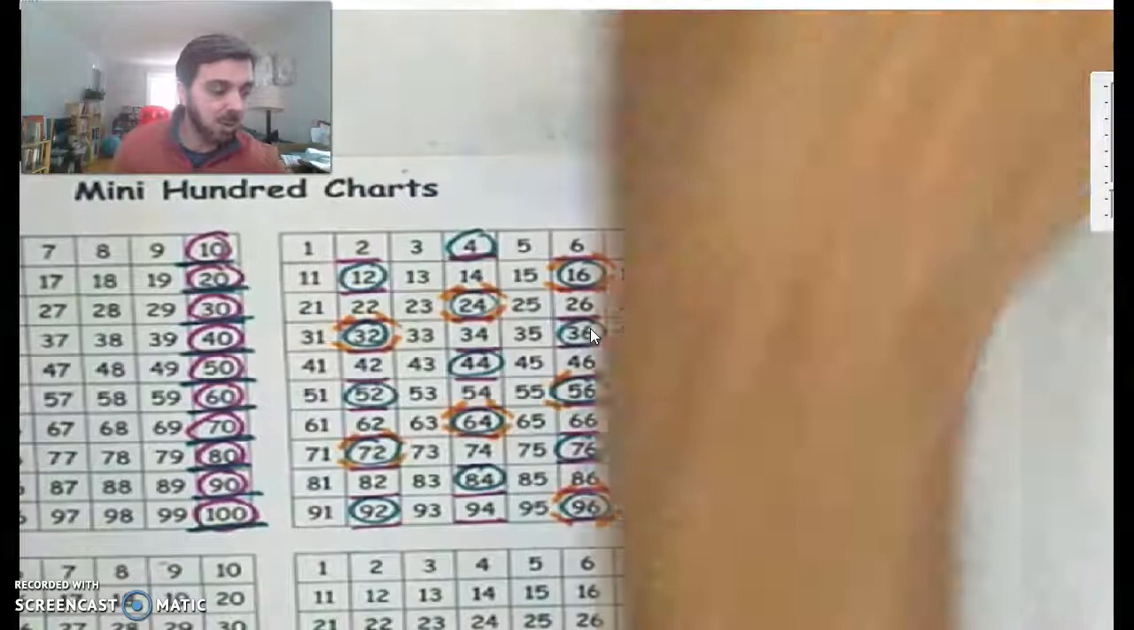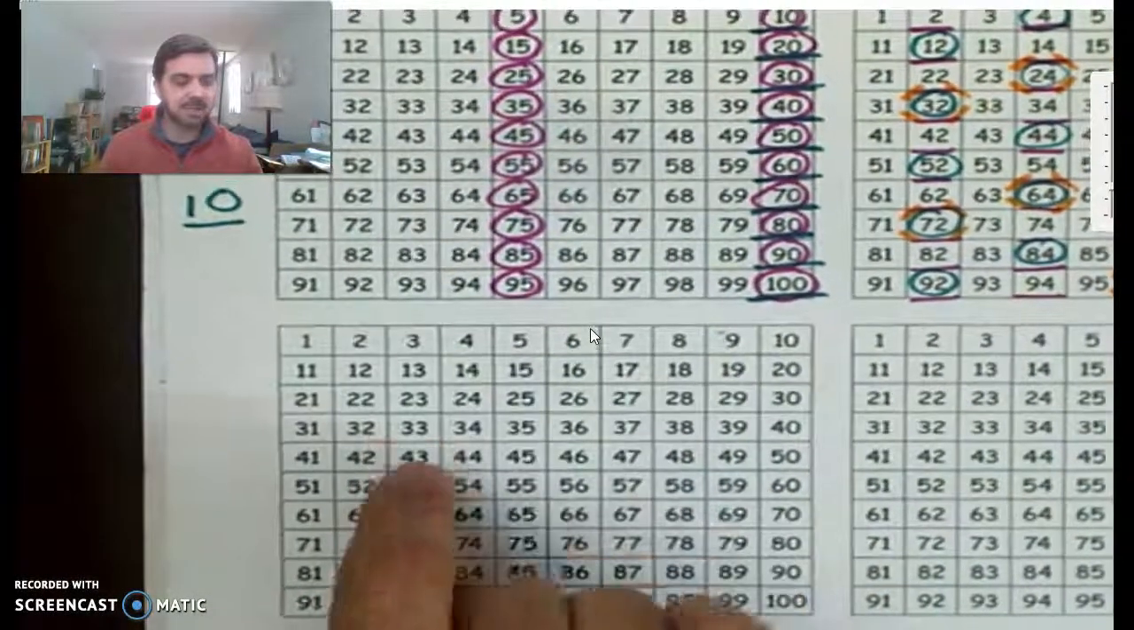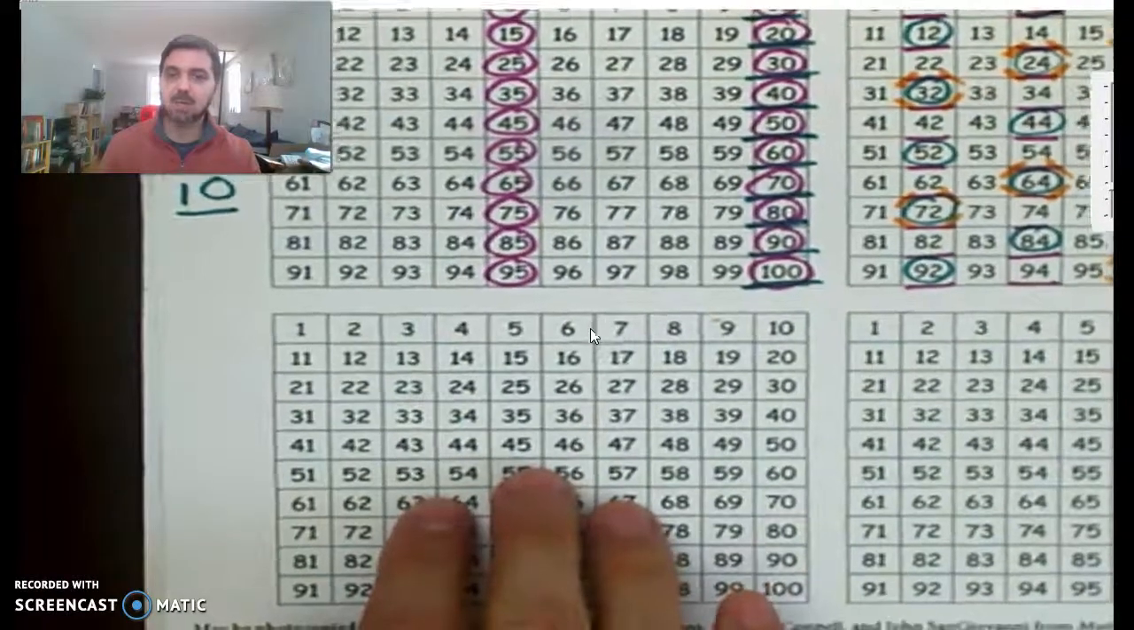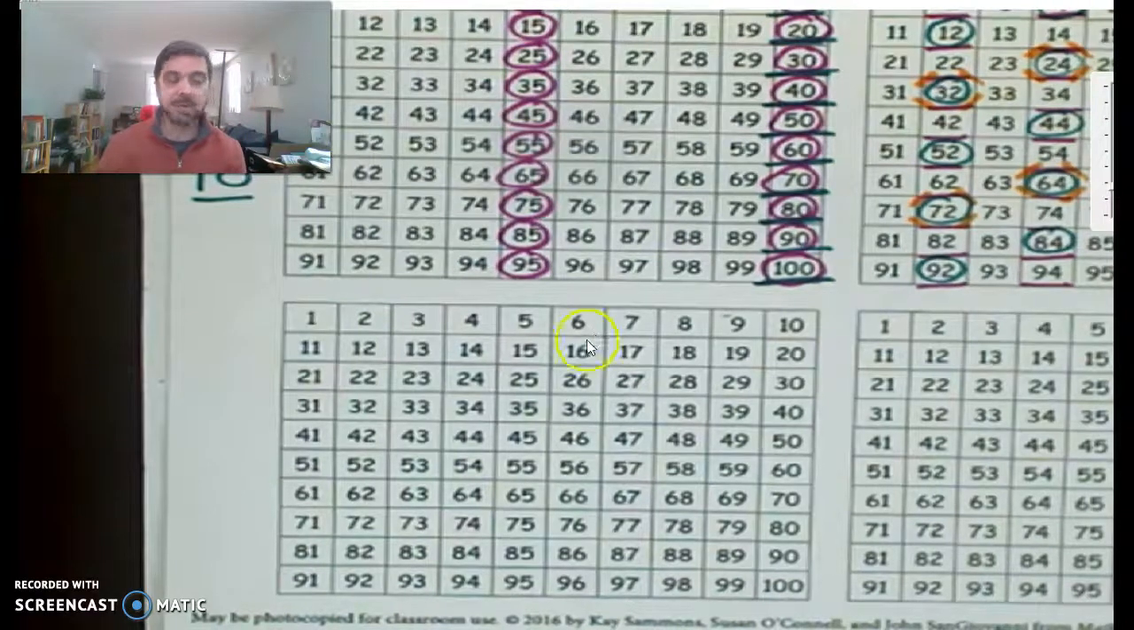So in the next video, it'll be a short video. We'll be doing 3, 6, and 9 on this chart. And there's some mind-blowing patterns you're going to see. And then we'll get to our independent work.